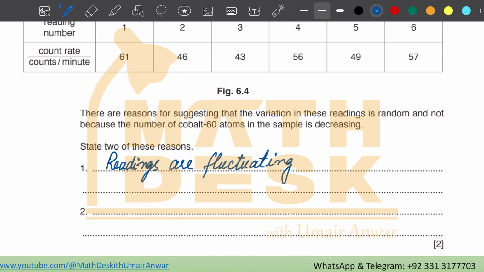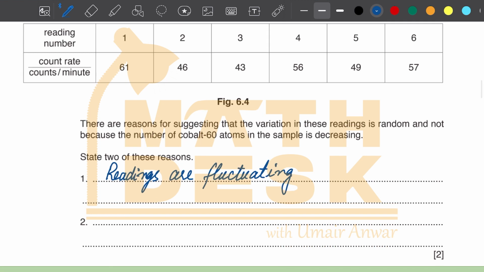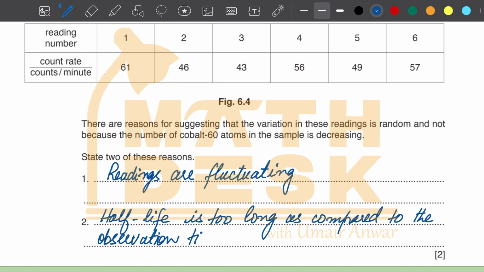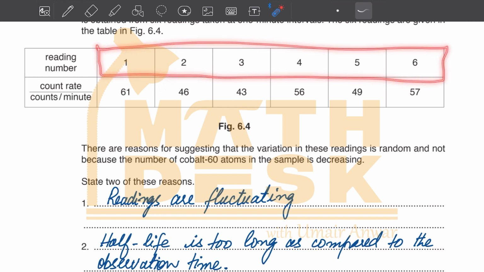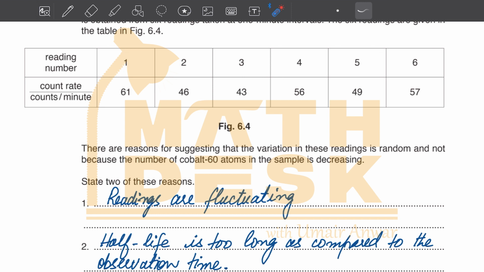The other reason for these fluctuations is that the half-life is too long compared to the observation time. The half-life is around 5.3 years here and the observations are being taken over a time period of 6 minutes only. So the fluctuation is also because the half-life on one hand is very long, but the observations are being taken for a very short period of time. That is why there is quite a bit of variation seen in the readings. So the question ends here with this part.